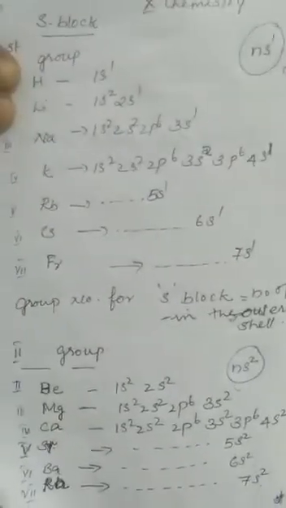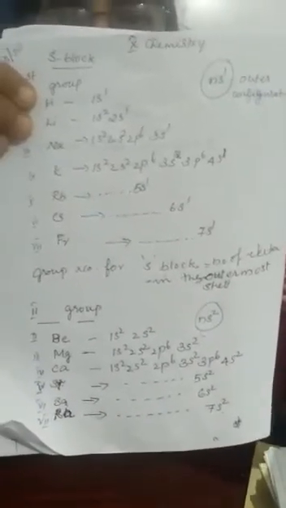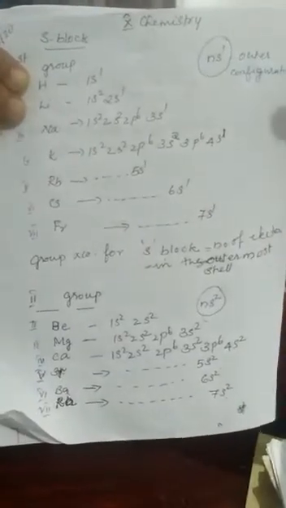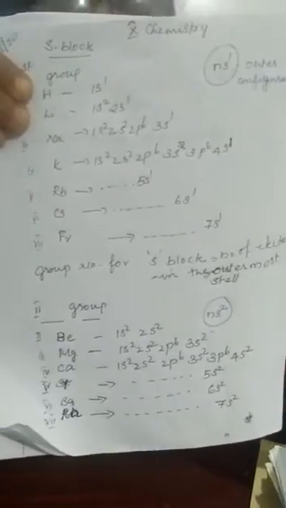If it is in the first shell or first period, it has 1s1. If it is the second period, it is 2s1. If it is in the 7th period, it is 7s1. Accordingly, the elements are arranged. Because of this, we can say generally that it is ns1, the outer configuration. If the number of shells is 1, it has 1s1. If the number of shells is 5, it has 5s1. So it depends upon the number of shells.